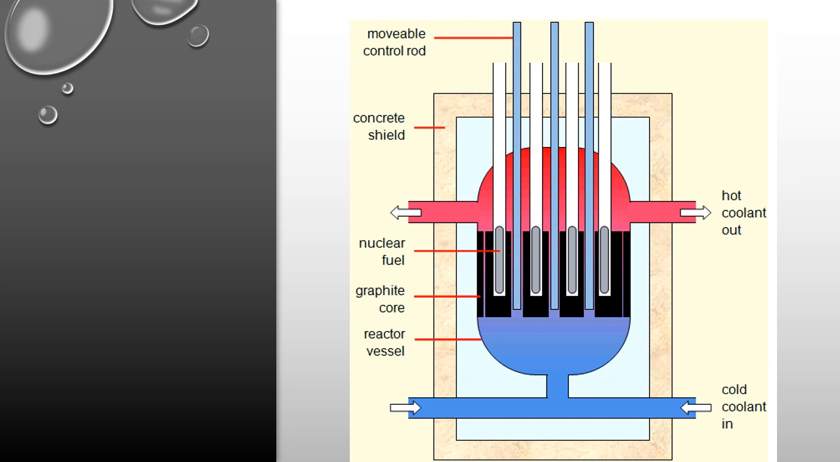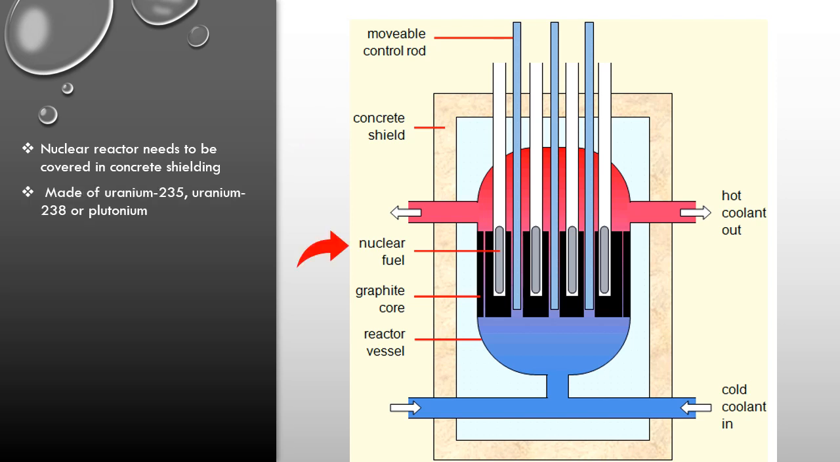To prevent any disaster from happening, a nuclear reactor needs to be covered in concrete shielding because the products of the fission reaction can be hazardous. The fuel rods inside the reactor are made of uranium-235 or uranium-238 or plutonium.